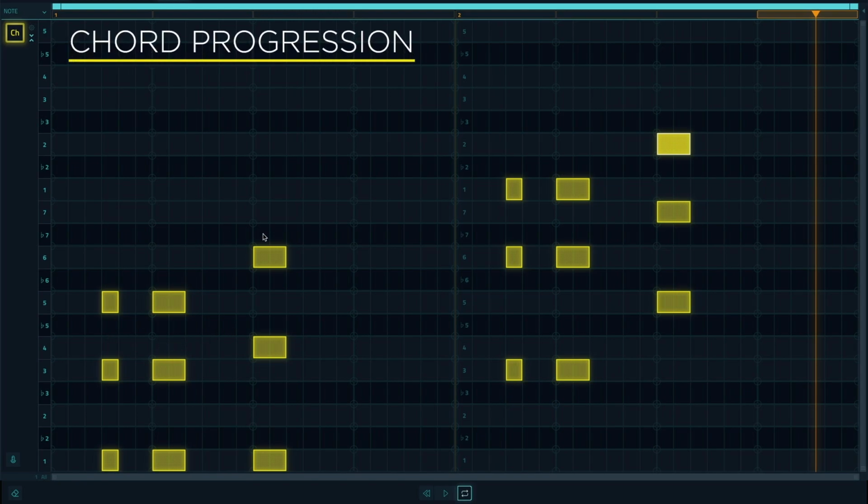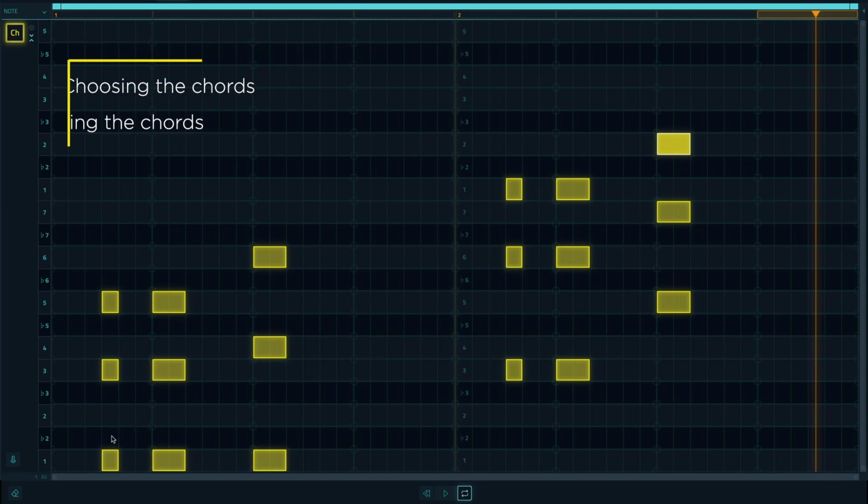So when you're writing a chord progression, choosing what chords to use, in this case 1, 4, 6, 5, that's only half the battle. The real art form here is how you voice those chords. How are you going to play those chords?